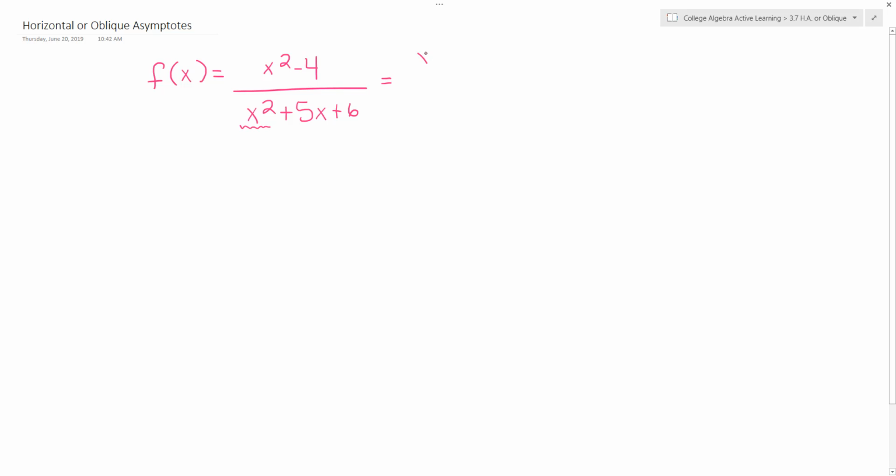So x squared divided by x squared minus 4 divided by x squared, and then in the denominator, x squared divided by x squared, the positive 5x divided by x squared, and the positive 6 divided by x squared. So again, you can see we've divided the numerator and the denominator by that highest term, x squared. And so then we basically have a bunch of little fractions that we can cancel down or reduce to lowest terms.